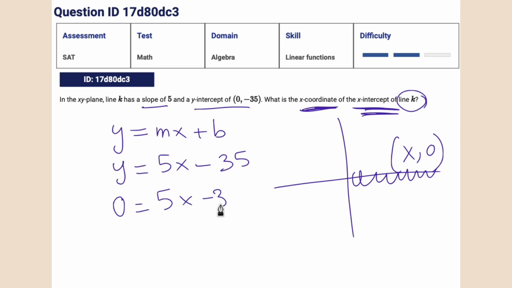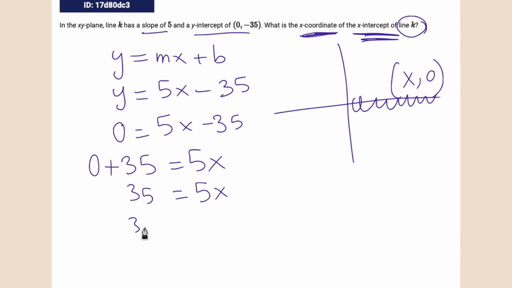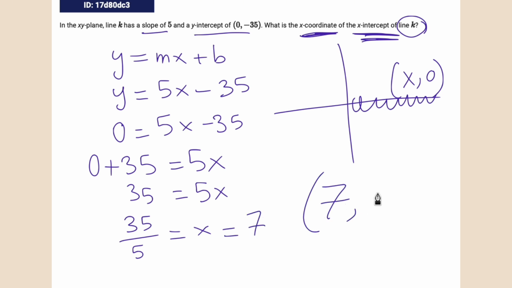0 equals 5x minus 35. Now let's start solving this as a normal equation. So 0 plus 35 equals 5x. 35 equals 5x. Let me scroll down a little bit. 35 divided by 5 equals x, so x equals 7. Great. The x-intercept is (7, 0), and the x-coordinate is 7. And that's your answer. Now you could use Desmos to solve this question.